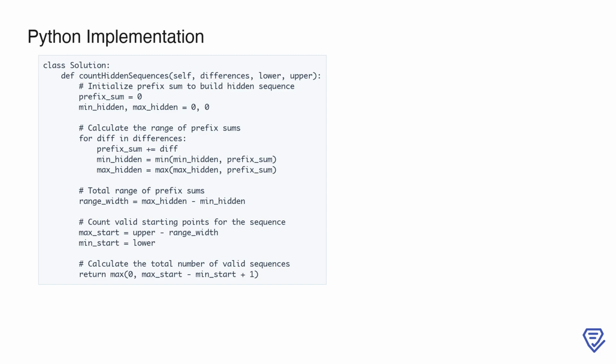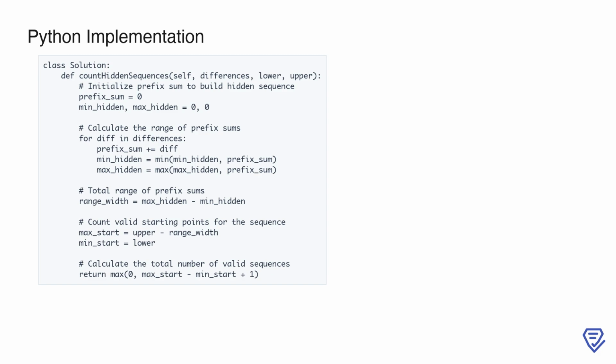Two variables, min_hidden and max_hidden, are also initialized to 0. These variables will track the smallest and largest values of the prefix sums as we process the differences array. The loop iterates through the differences array, updating prefix_sum by adding each difference. At each step, min_hidden is updated to the smaller of its current value or the current prefix_sum, while max_hidden is updated to the larger value. This ensures we capture the full range of possible values the hidden sequence can take.